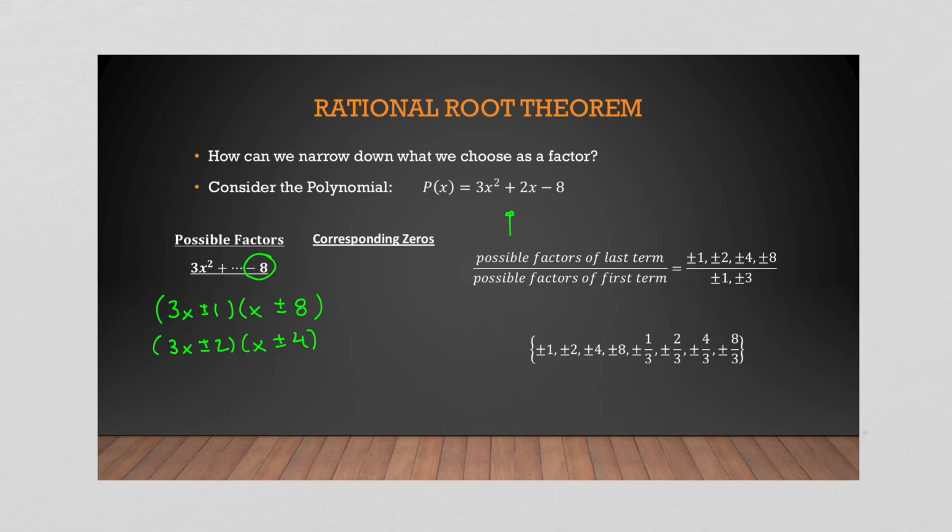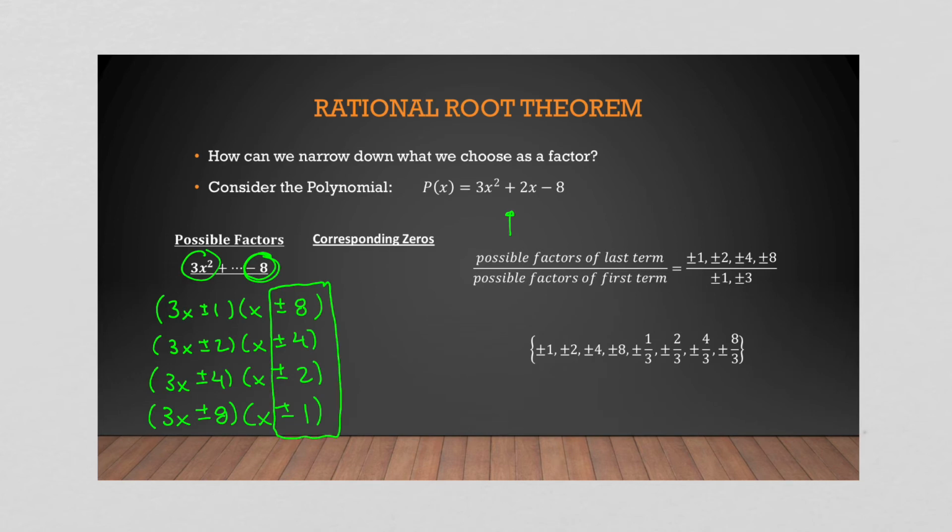All of these things would give you that leading term and that back term, and it just changes the inside of your potential function. You could also have 3x plus or minus 4, and we just swap the 2 and the 4 here. That'll also result in that leading and ending term. And then we get 3x plus or minus 8 and x plus or minus 1. So then I want you to consider what are the possible factors of the last term. So you get possible factors of those numbers, right?